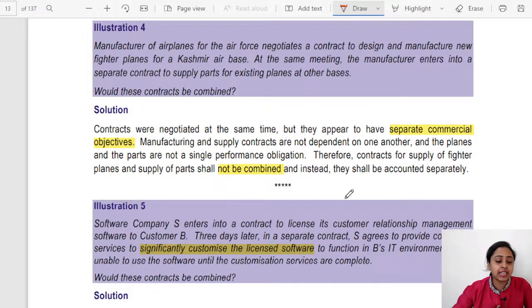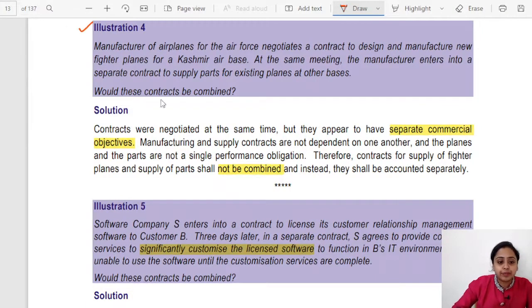Now, next illustration number 4, page number 13. Manufacturer of airplane for the Air Force negotiates a contract to design and manufacture new fighter planes for a Kashmir air base. At the same meeting, the manufacturer enters into a separate contract to supply parts for existing planes to other bases. Since there is a separate contract, manufacturing and designing of new airplanes is separate, and supplying parts for existing ones is separate. Then would these contracts be combined?